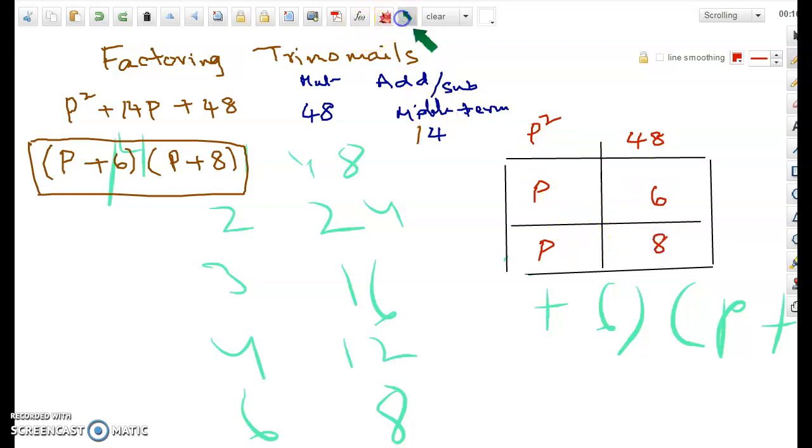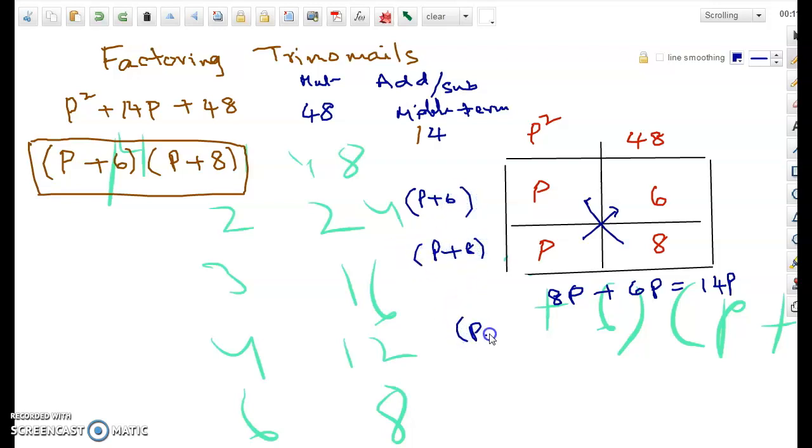I'm going to check this by cross multiplying. I'm going to multiply these two and multiply these two, and then I can check my answer. p times 8 is 8p plus 6p, which gives you 14p, which is our middle term. So your answer is p plus 6 and then p plus 8. So your factors, you can write as p plus 6 times p plus 8. Okay, are we good to go on this one?